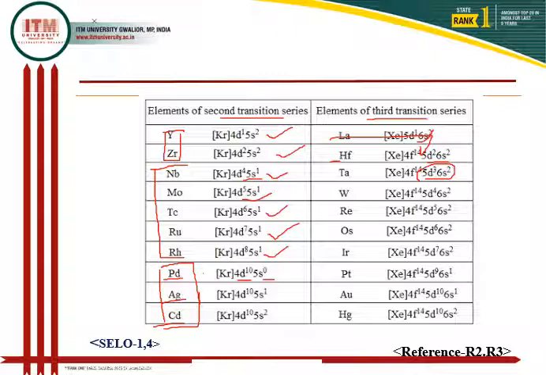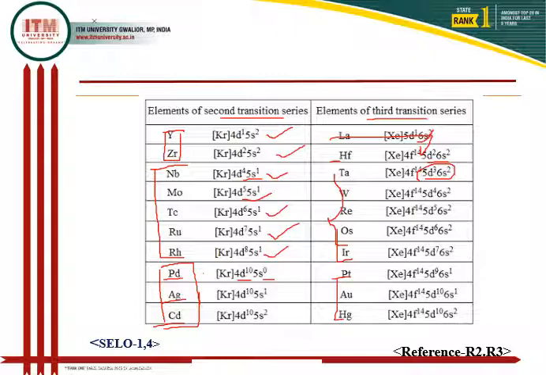Then 5d3, 5d4, 5d5, 5d6, 5d7 are all from tantalum to iridium. Tantalum to iridium come in the regular manner, having the outermost electron 6s2, but the last three elements of the third transition series are almost different, having just one outermost electron: that is platinum, gold and mercury.